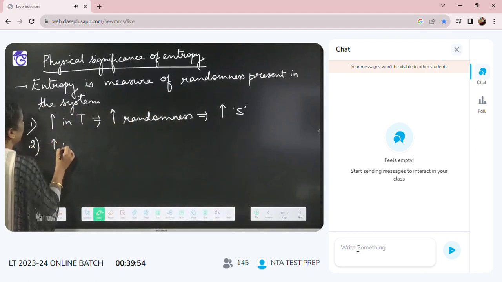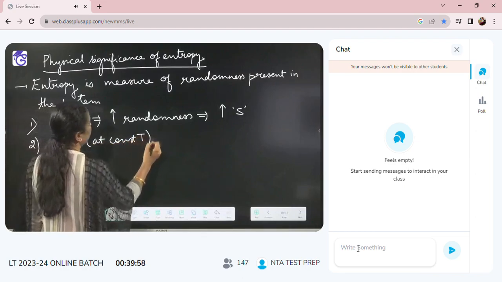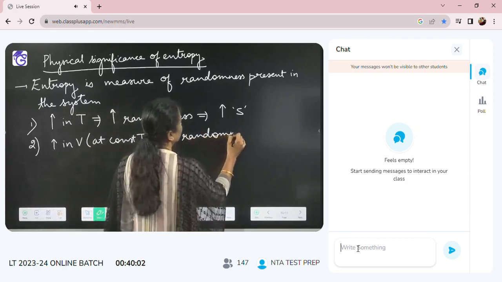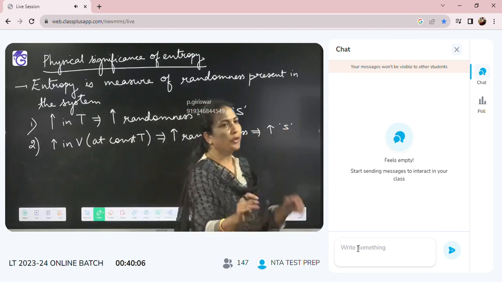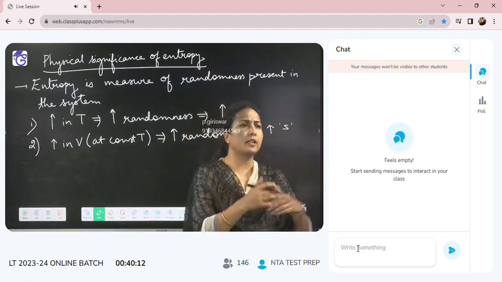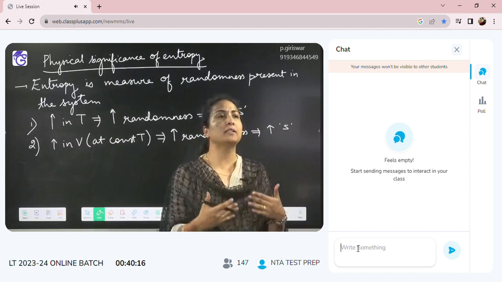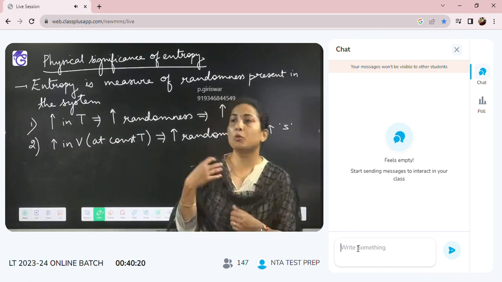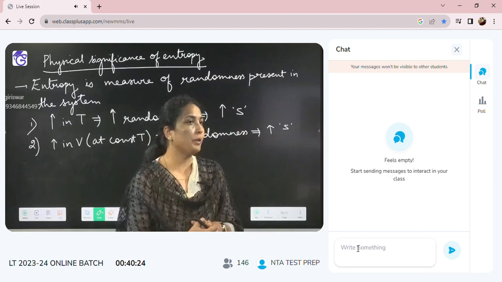Second one I'm writing: increase in volume at constant temperature. This will also increase randomness, and that is also going to increase your entropy. For example, when you enclose a gas in a smaller container, randomness is there, right? But if you make this gas occupy a bigger volume, more random motion starts, more randomness gets created, and because of that we say entropy increases.